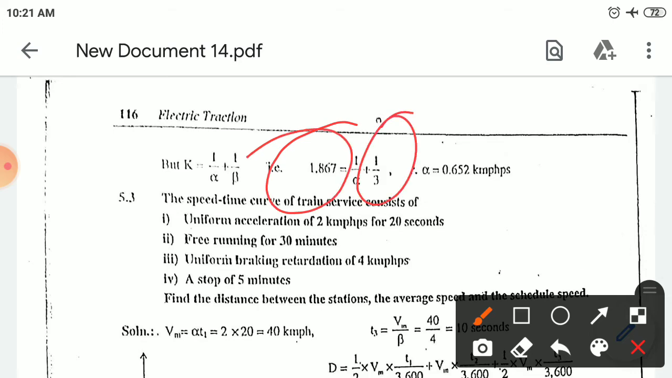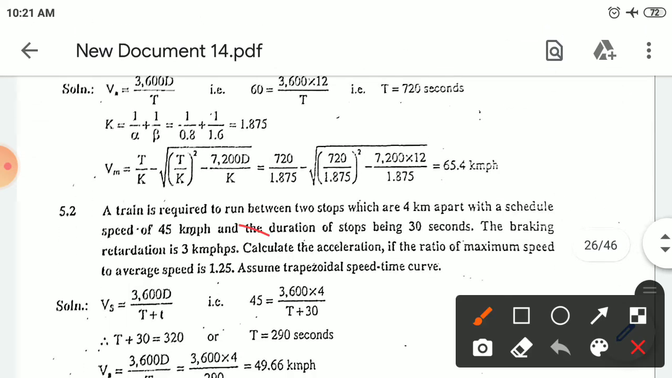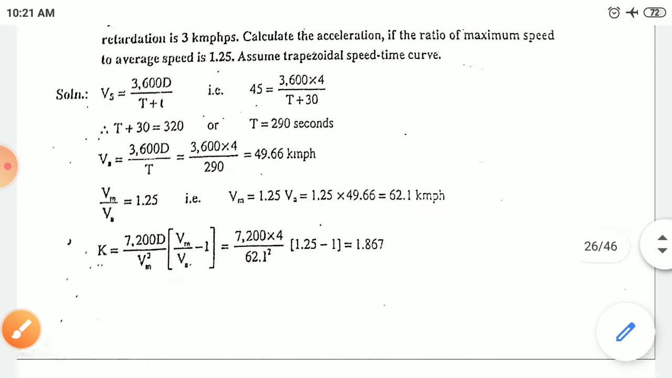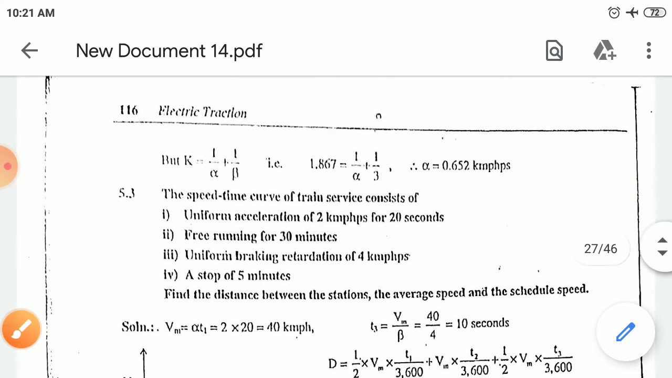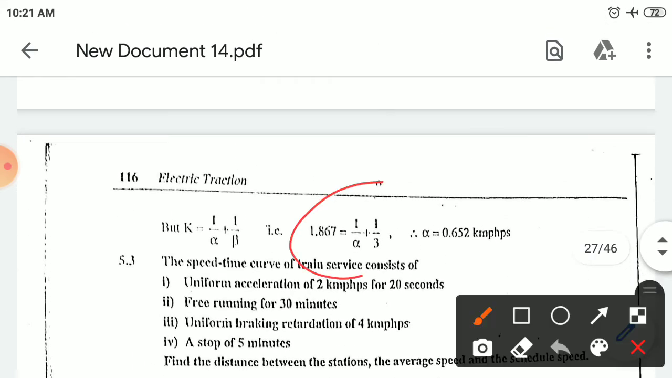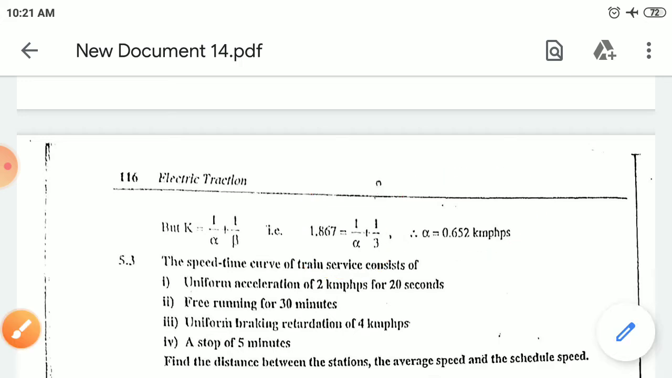Beta is given as 3 kilometers per hour per second. Substitute the X value and calculate alpha here. So how much do you get for alpha? 0.652 kilometers per hour per second.